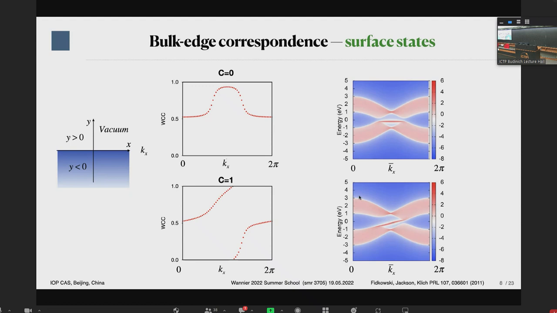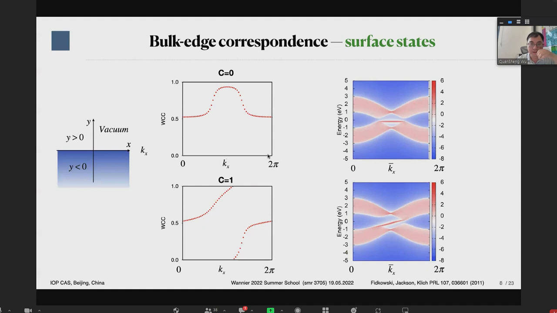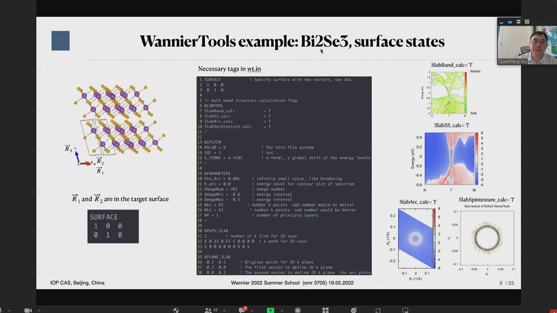Okay, and that's for our general purpose of the relation between the Wilson loop and the surface state. And for bismuth selenide, you can calculate the surface state either using the slab band calculation or using the iterative Green's function. Okay, you can calculate the k-mode or in kk mode. This is called the k-plane. And also, it's called a Fermi arc. It's an arc.